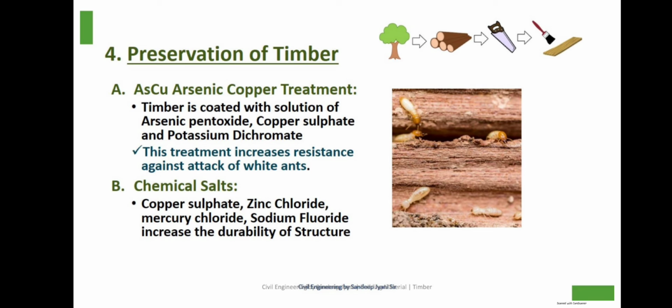Preservation of timber, A: arsenic copper treatment. Timber is coated with a solution of arsenic pentoxide, copper sulfate, and potassium dichromate. This treatment increases resistance against attack of white ants. B: chemical salt. Copper sulfate, zinc chloride, mercury chloride, and sodium fluoride increase the durability of the structure.